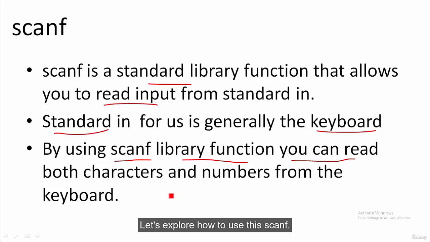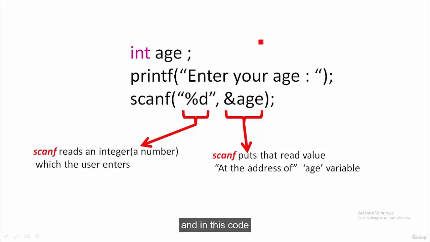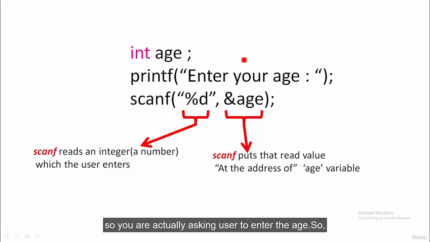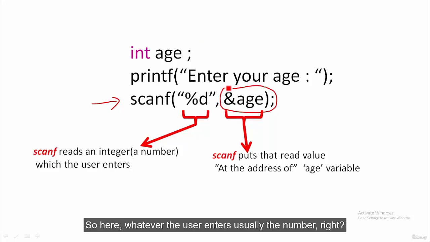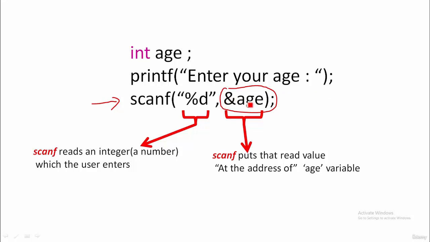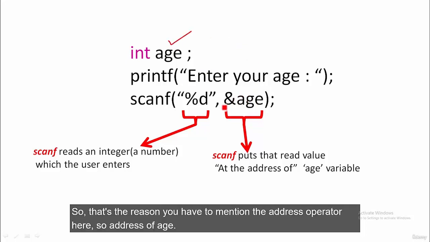Let's explore how to use this scanf. Now take a look at this code snippet here. Here there is a variable definition, age, and in this code you are asking the user to enter the age. This is how the user data is read inside the program. Observe this part here. Whatever the user enters, usually a number, is put into the address of the variable. What scanf does is, whatever value you enter, it will be read from the input stream and saved at the address of this variable. That's the reason you have to mention the address operator here.